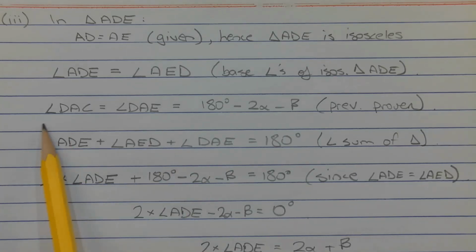And if we add the two base angles and the apex angle together, so angle ADE plus angle AED plus angle DAE, we get 180 degrees, because that's the angle sum of a triangle. Now since angle ADE is equal to angle AED, we can write this equation here in terms of angle ADE. So 2 times angle ADE plus 180 degrees minus 2 alpha minus beta is equal to 180 degrees.